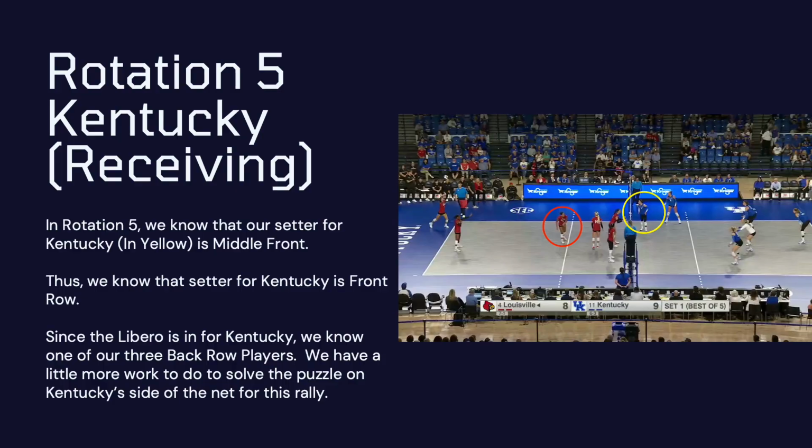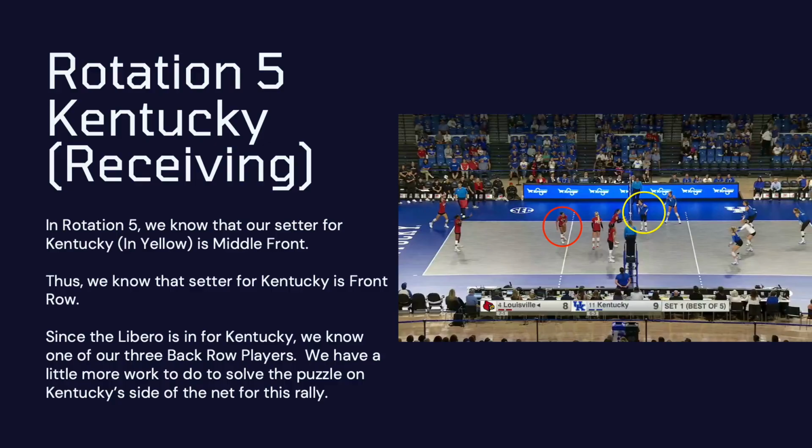Rotation 5 for Kentucky serve receive. The thing that rotations 4, 5, and 6 have in common, just off the bat, is that we know our setters are always going to be front row. And if our liberos are in during rotations 4, 5, and 6, without knowledge of opposites or alignments, we're only going to know one of our back row players off the top. And that's the case here.